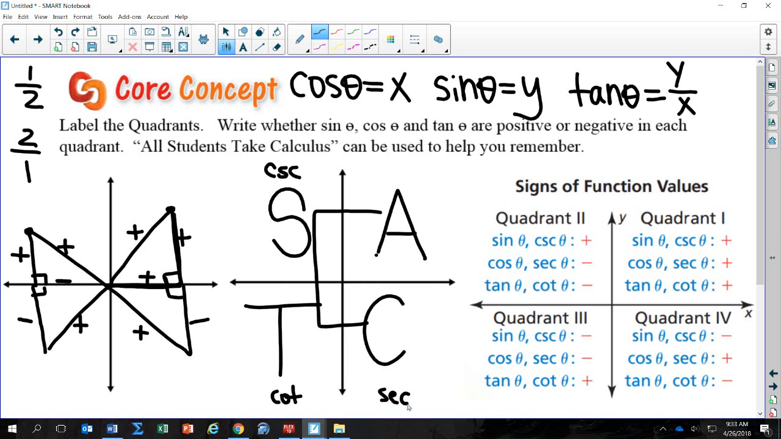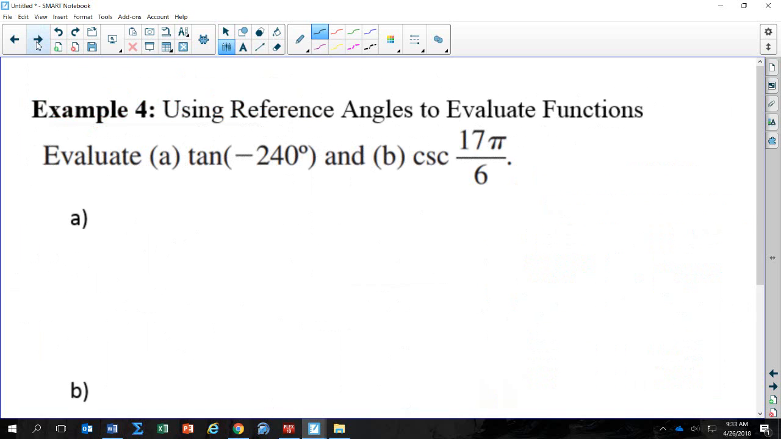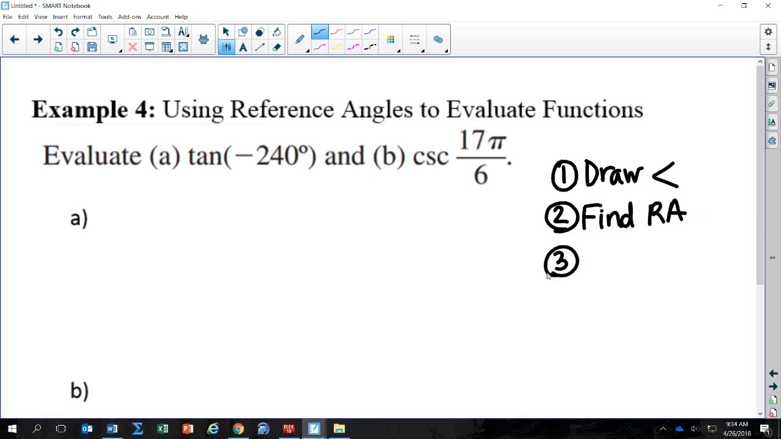So we're going to use that information in the last example. All students take calculus. Last example, using reference angles to find functions. The series of 4 steps. The first thing you are going to do, always, is draw the angle. Then you're going to find the reference angle, just like what we were doing in that example earlier. Then you're going to evaluate the trig function using the reference angle.